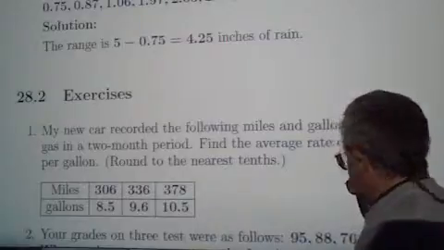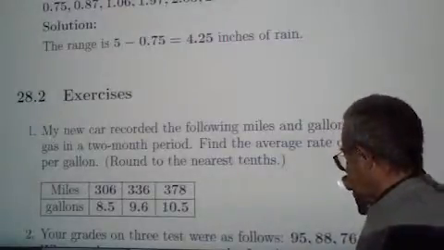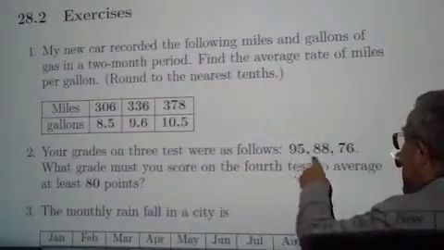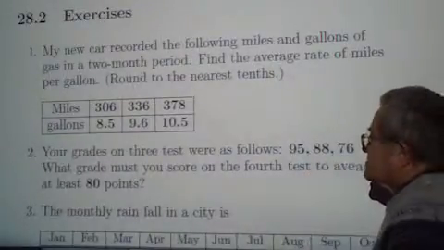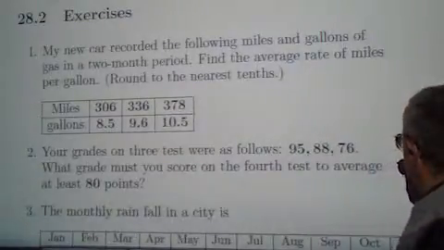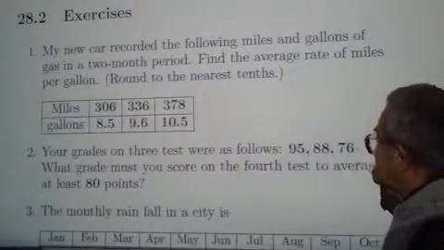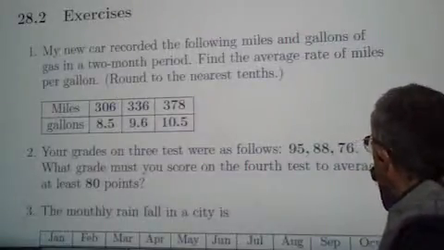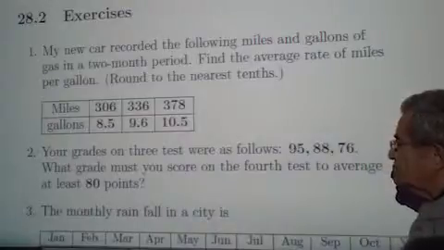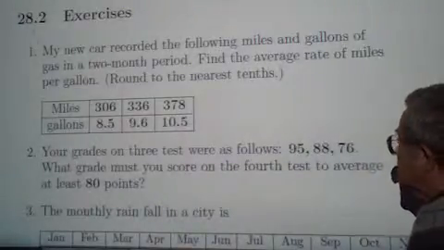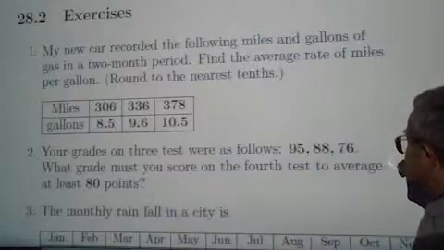Then we were interested in your grades on 3 tests, which were as follows: 95, 88, and 76. What grade must you score on the 4th test for the average to be at least 80 points? Seems to me that maybe you could even make a 90 points average. Well, you take a look and try it.